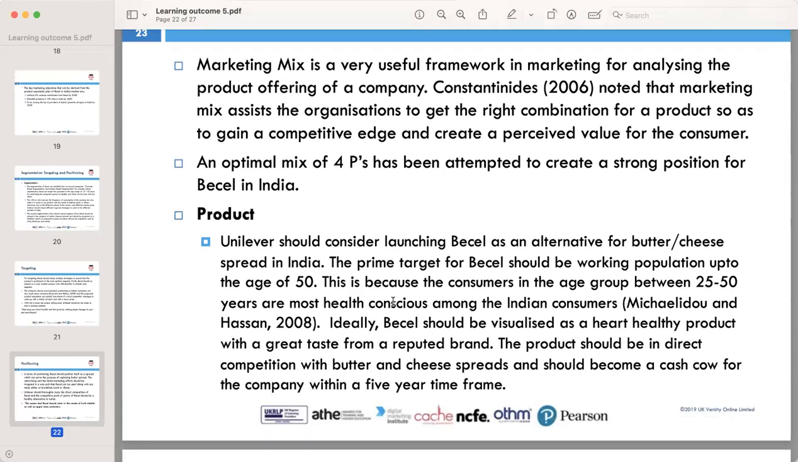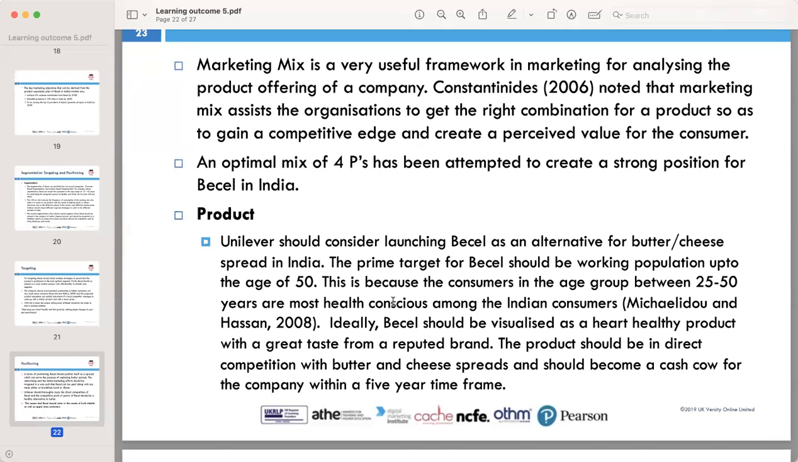So, product. We recommended that Unilever launches Basil as a healthier alternative to butter and cheese spreads in India. Our prime target audience should be the working population up to the age of 50, as this demographic in the age group of 25 to 50 years is particularly health conscious in India.